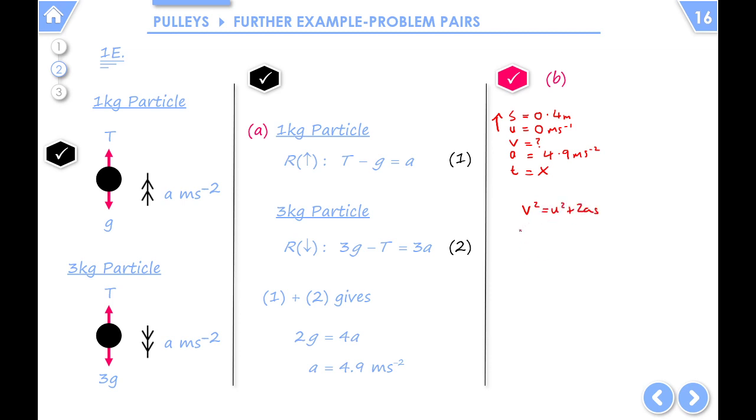So popping our numbers in, we get V squared equals 0 squared plus 2 times 4.9 times 0.4. Okay, and because I worked it out earlier, I know that if you do that calculation and then square root it, you end up with 1.98 meters per second. So it's not only the speed of the 1 kilogram particle when the other one hits the floor, it's the speed of the 3 kilogram particle right at the instant before it hits the floor.